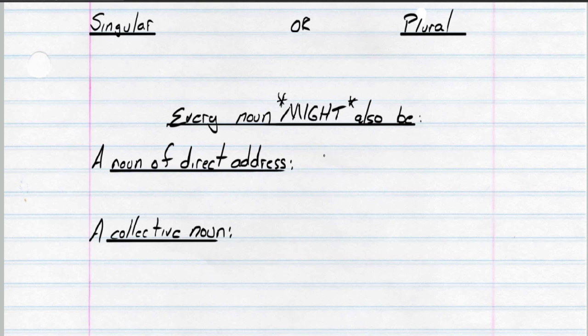Underline that. Skip a line, put down a noun of direct address. I want you to underline noun of direct address and a colon. We'll have a definition in there later. And a collective noun with a colon. We'll have a definition for that as well. So once again, down at the bottom of the page here, you should have every noun might also be. That will be underlined. And then 2 different things. After skipping a line, put down a noun of direct address with a colon and a collective noun with a colon.